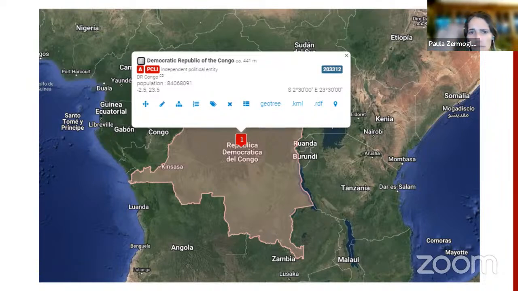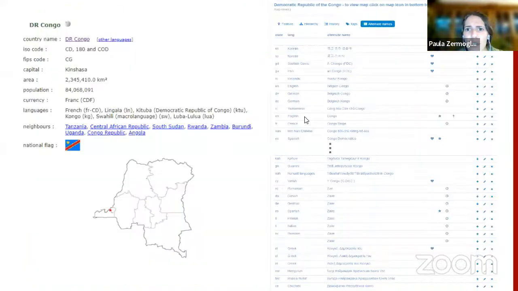And we can explore the different names that this country has been given. And so when we explore those alternate names, we get a list like this one on the right, which has a lot of different names in different languages, and some of them are historical. So all these little clocks here mean that those names are historical in different languages.